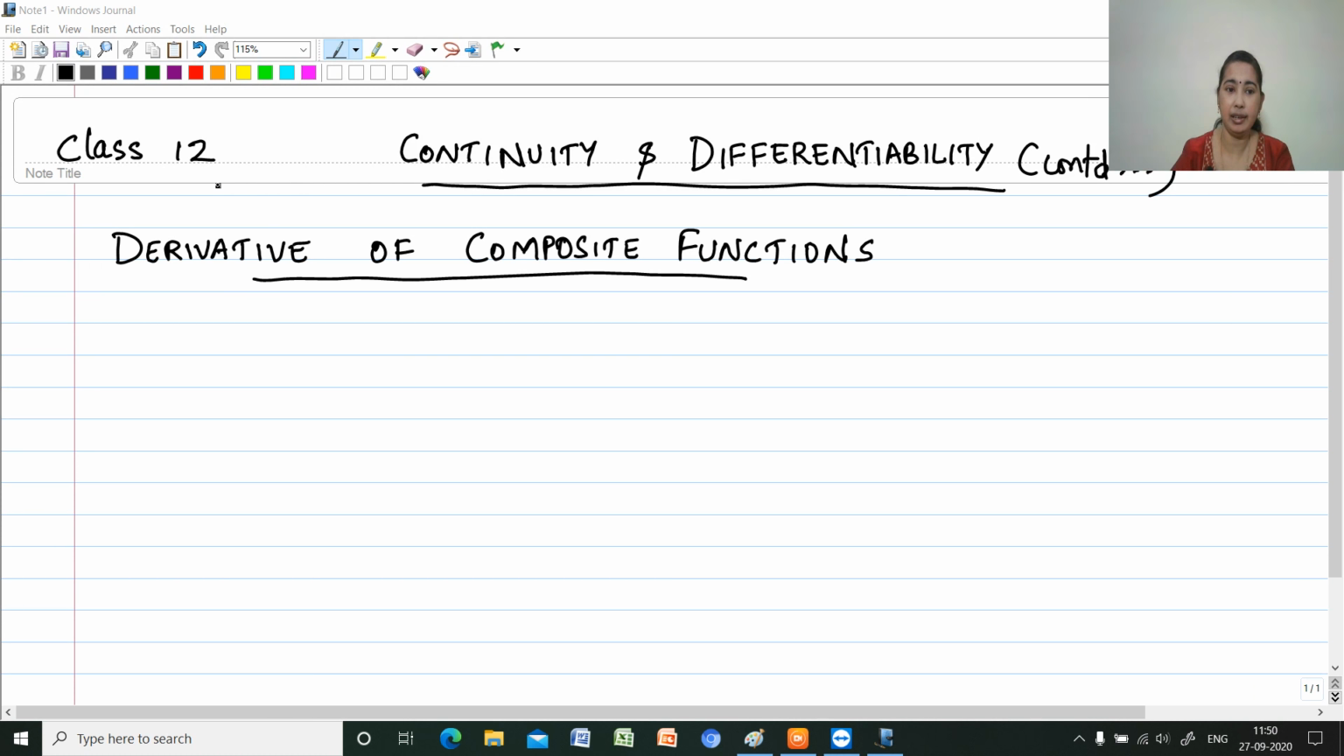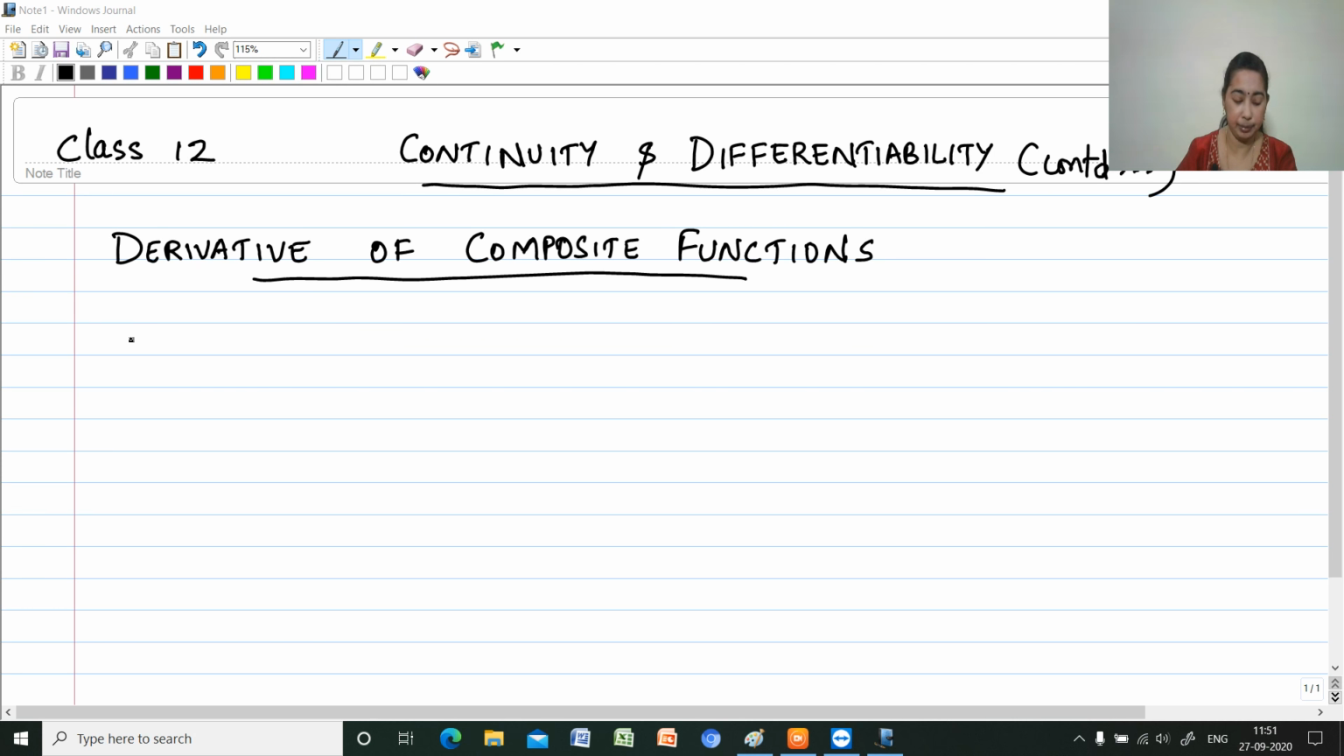Here I am discussing class 12 continuity and differentiability. That is, we are moving on to the derivative of composite functions, and how to find the derivative. So first we are starting with composite functions.